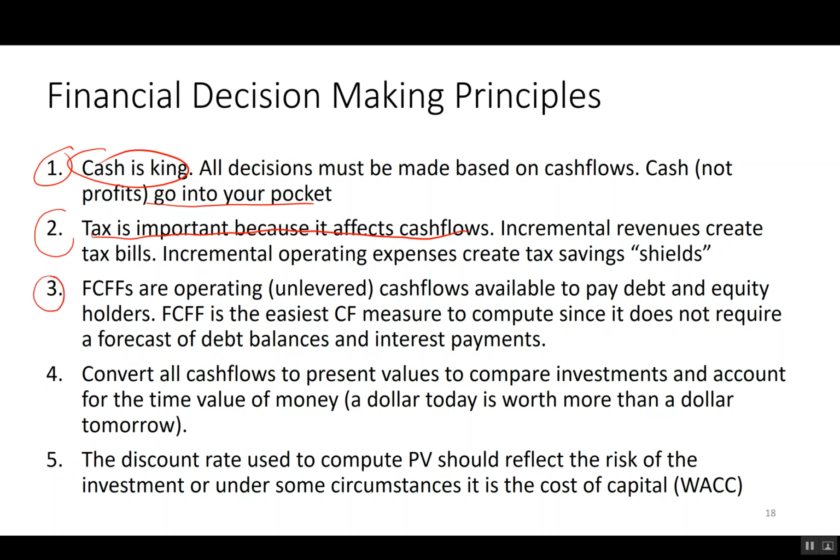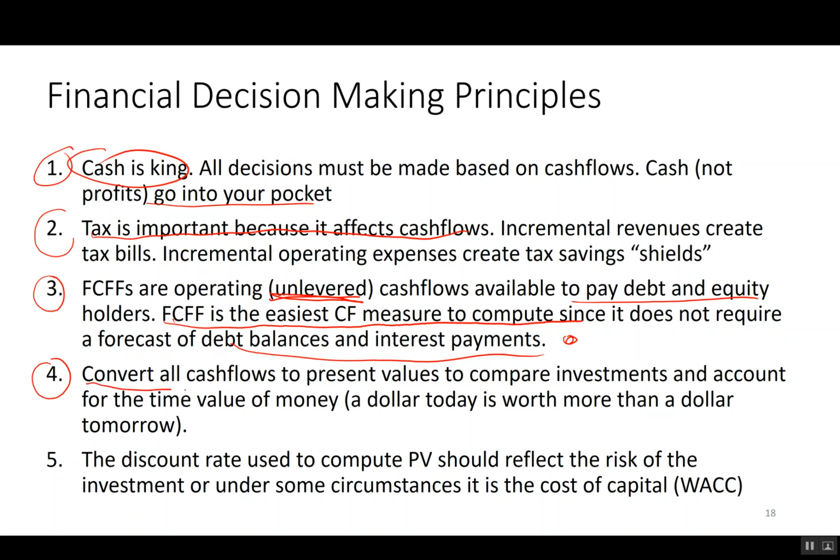Free cash flows, or the operating cash flows, also called the unlevered cash flows, the cash flows before debt, available to pay both debt and equity holders. Free cash flows of the firm is the easiest cash flow to measure to compute our NPVs, since it doesn't require a forecast of debt balances and interest payments. Although that condo case example in this topic is going to force you to account for them. Next principle, we care about cash, we care about after-tax free cash flows.